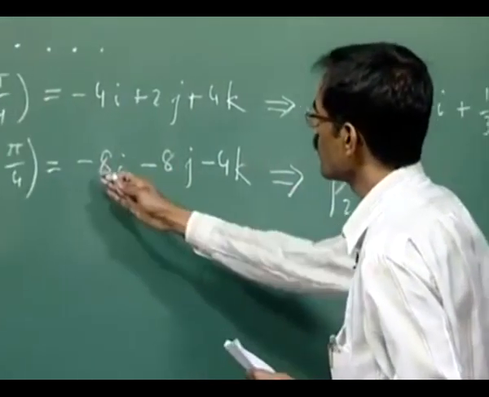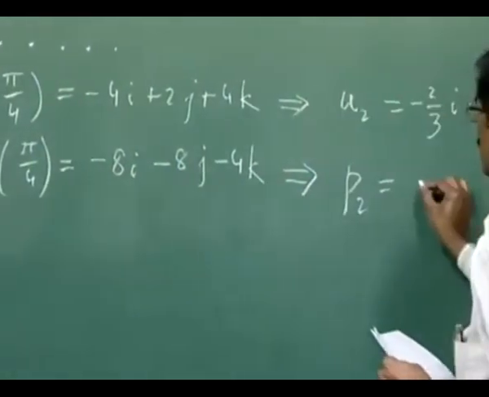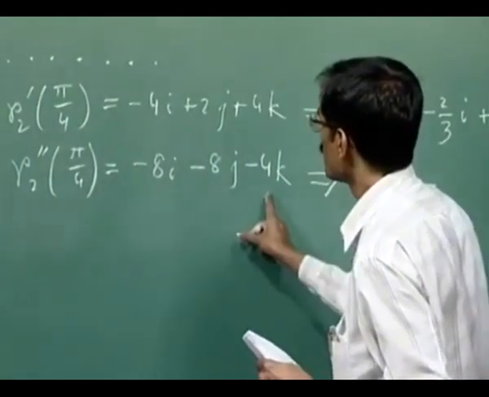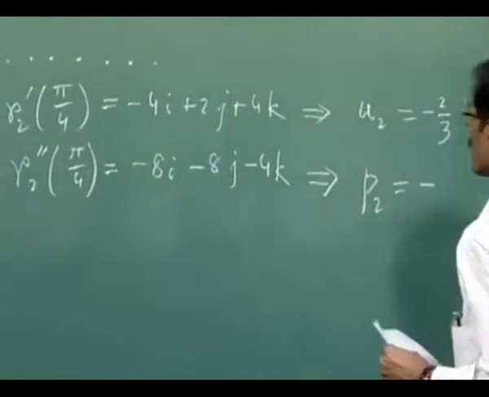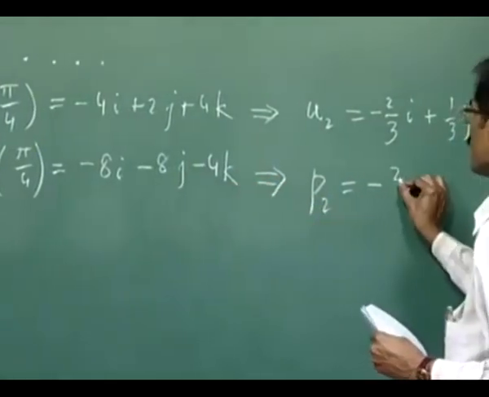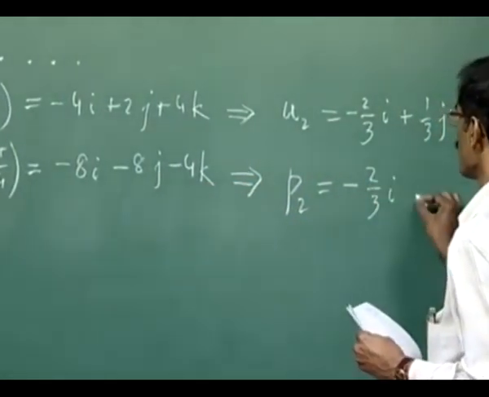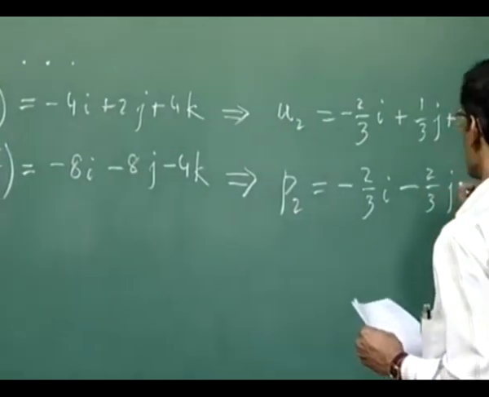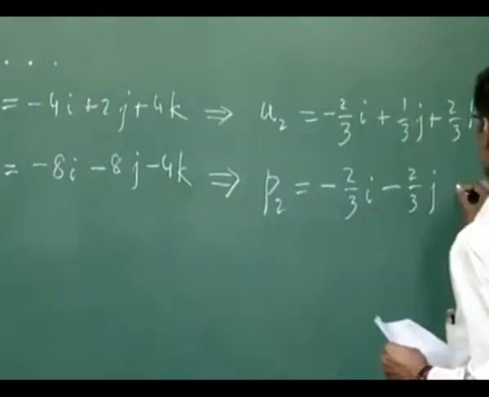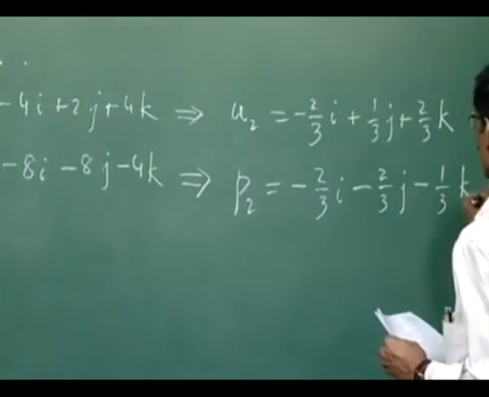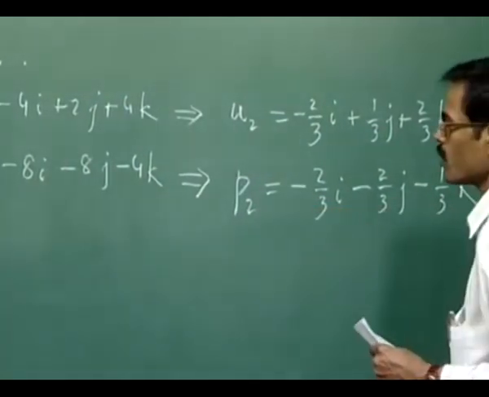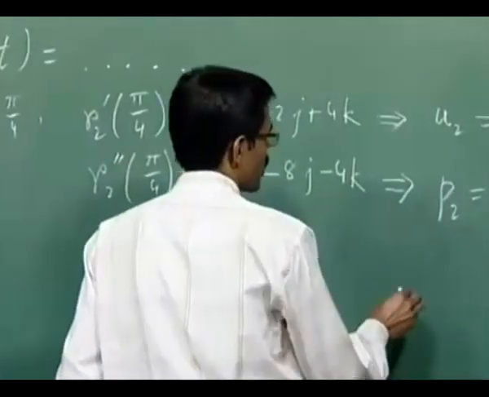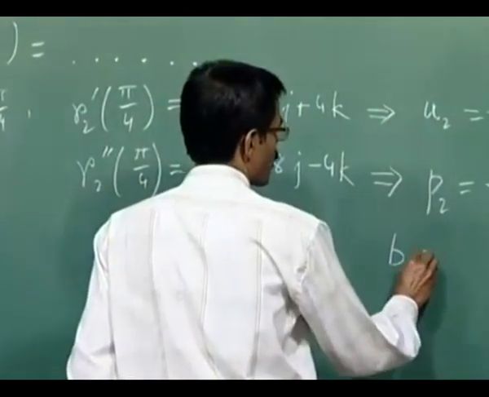So, you get the unit vector in this direction and divide by 12, right. Yes, the magnitude of this is 12. So, you divide by 12 and you get minus 2 by 3 i, minus 2 by 3 j and minus 1 by 3 k. So, this you get as the principal unit normal, and from these two you can work out B2 as the cross product.